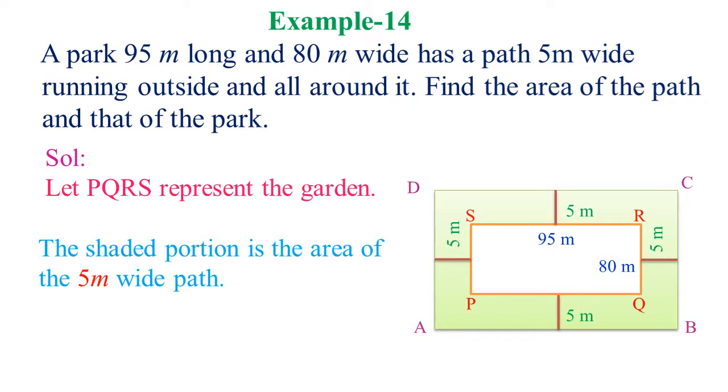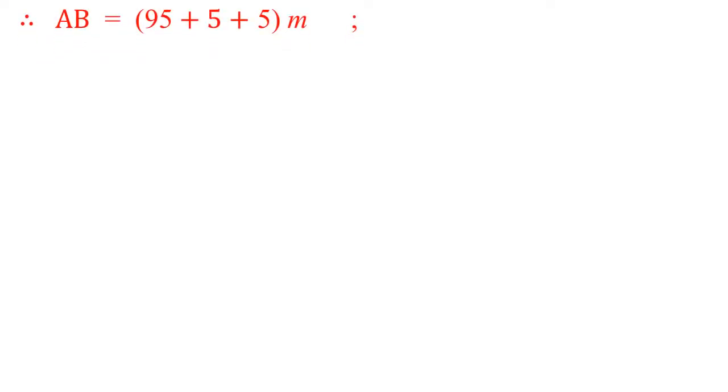Let us find the path. Let's find the outer rectangle length and breadth. Here the inner rectangle length is given as 95 meter. Therefore, outer rectangle AB equals length 95 plus path width 5 meter plus 5 on the opposite side. 95 plus 5 is 100, 100 plus 5 is 105 meter. We get 105 meter, the outer rectangle length.